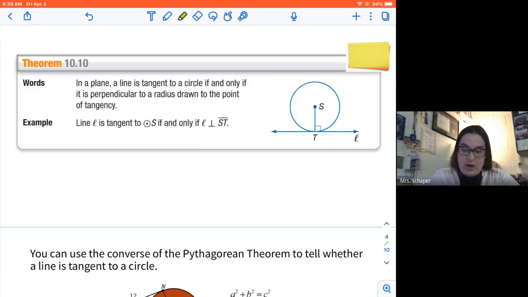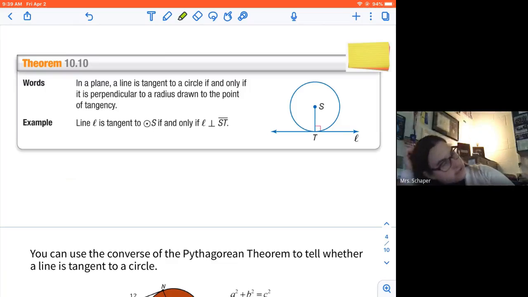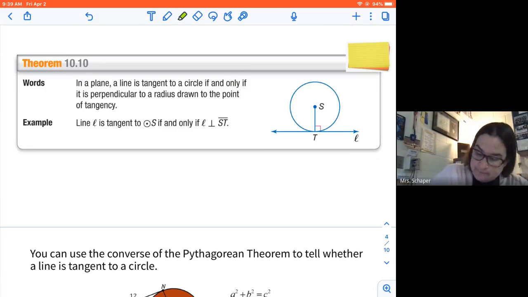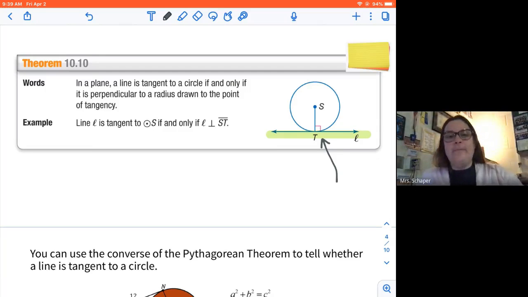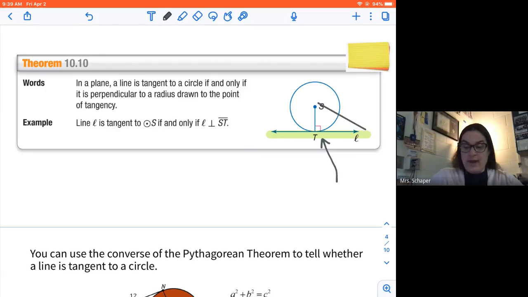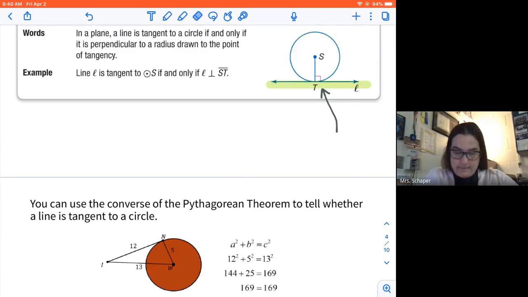All right, so what do we know? In a plane, a line is tangent to a circle if and only if it is perpendicular to the radius at the point of tangency. So when my tangent, line L here, touches the circle at just one point right there at T, that is perpendicular to the radius. Ooh, perpendicular. Now we have a right triangle. Again, trig functions coming back, right?